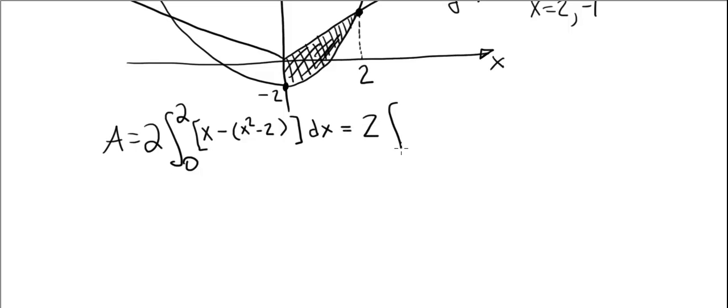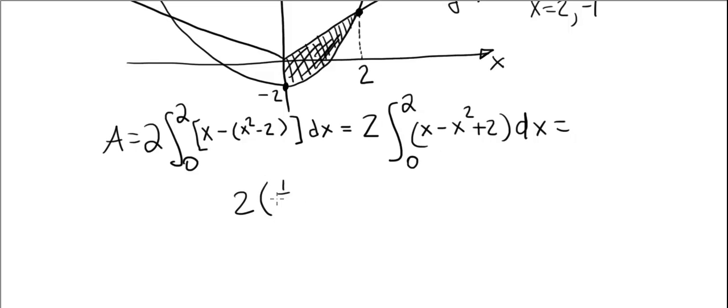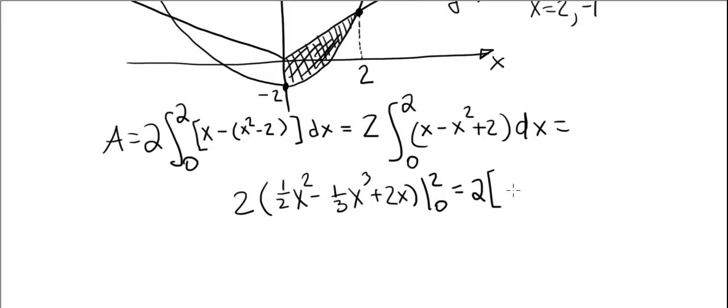This is 2 times the integral from 0 to 2 of x minus x squared plus 2 dx. And so this is 2 times (1/2 x squared minus 1/3 x cubed plus 2x). All of this is evaluated from 0 to 2. Note that when we put 0 in, we get 0. So just plug in 2 to get our answer.